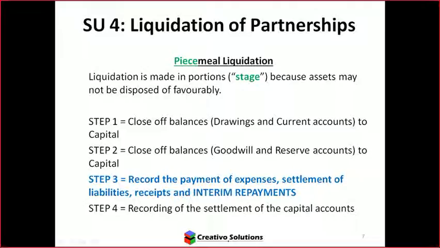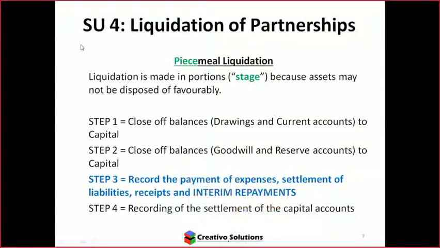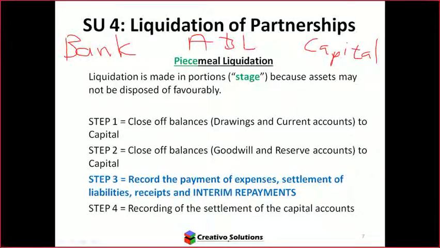Okay, so when we looked at a simultaneous liquidation, there were three accounts that we said were important. What are the three accounts? Do you remember? Yep, liquidation, bank, and capital. Good. Okay, so the same thing applies here, except we're not going to be looking at liquidation. We're only going to be focusing on bank, capital, and then we're going to be looking at what the owners are entitled to, which is assets and liability.